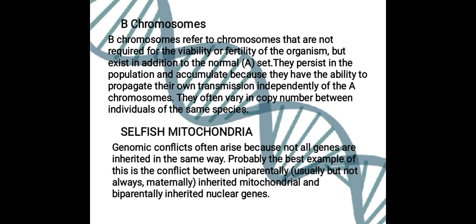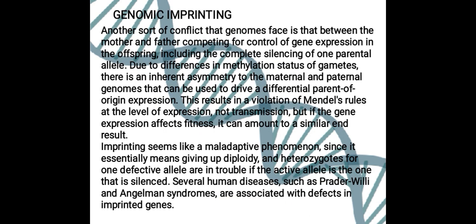Then selfish mitochondria. Genomic conflicts often arise because not all genes are inherited in the same way. Probably the best example of this is the conflict between uniparentally, usually but not always maternally, inherited mitochondrial genes and biparentally inherited nuclear genes. Genomic imprinting.